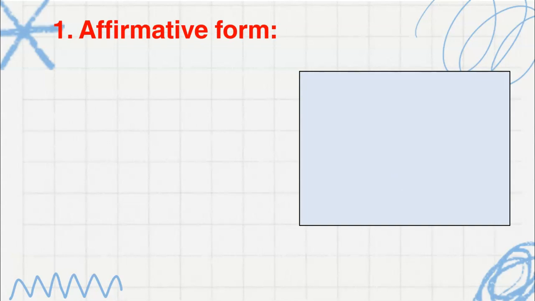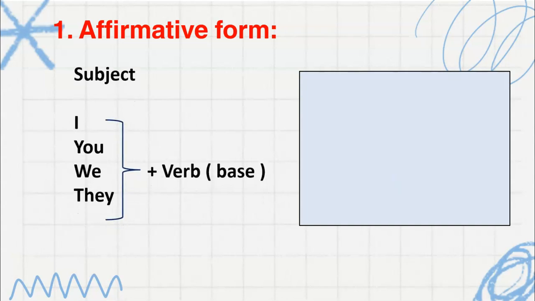The first one is the affirmative form. Of course, by the affirmative form we mean a simple declarative sentence, okay? Well, we have the subjects first: I, you, we, and they. They are followed by a verb which is base. When I say base, it means the verb does not change.